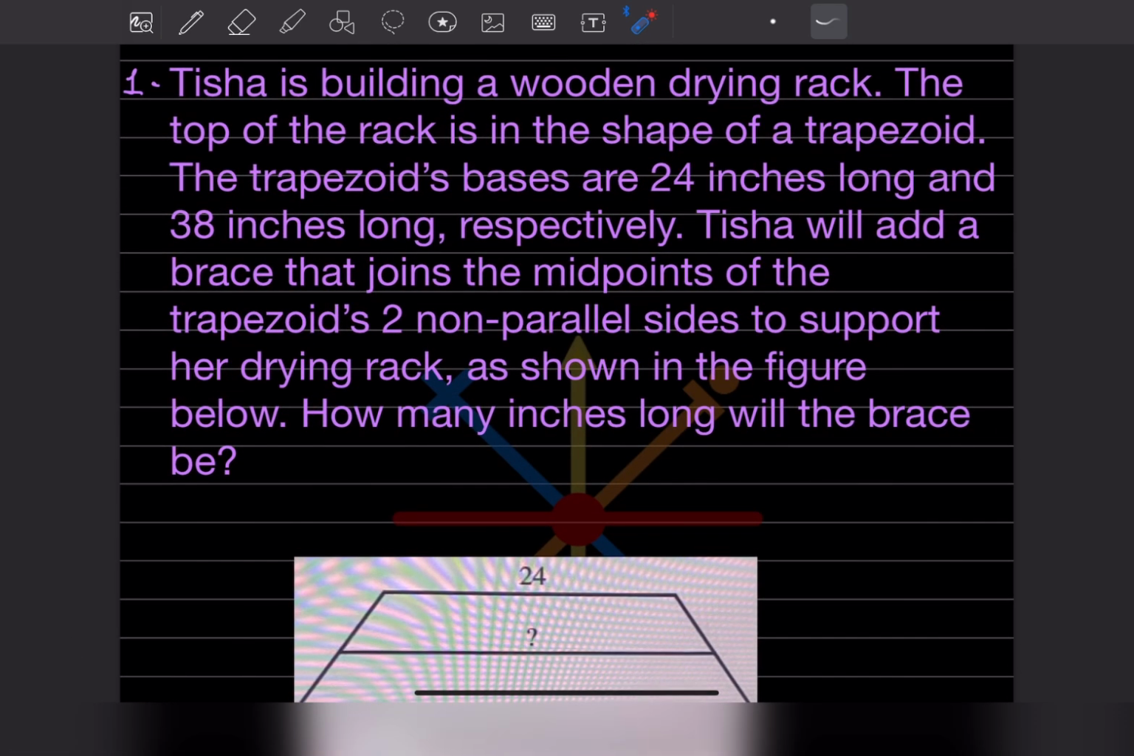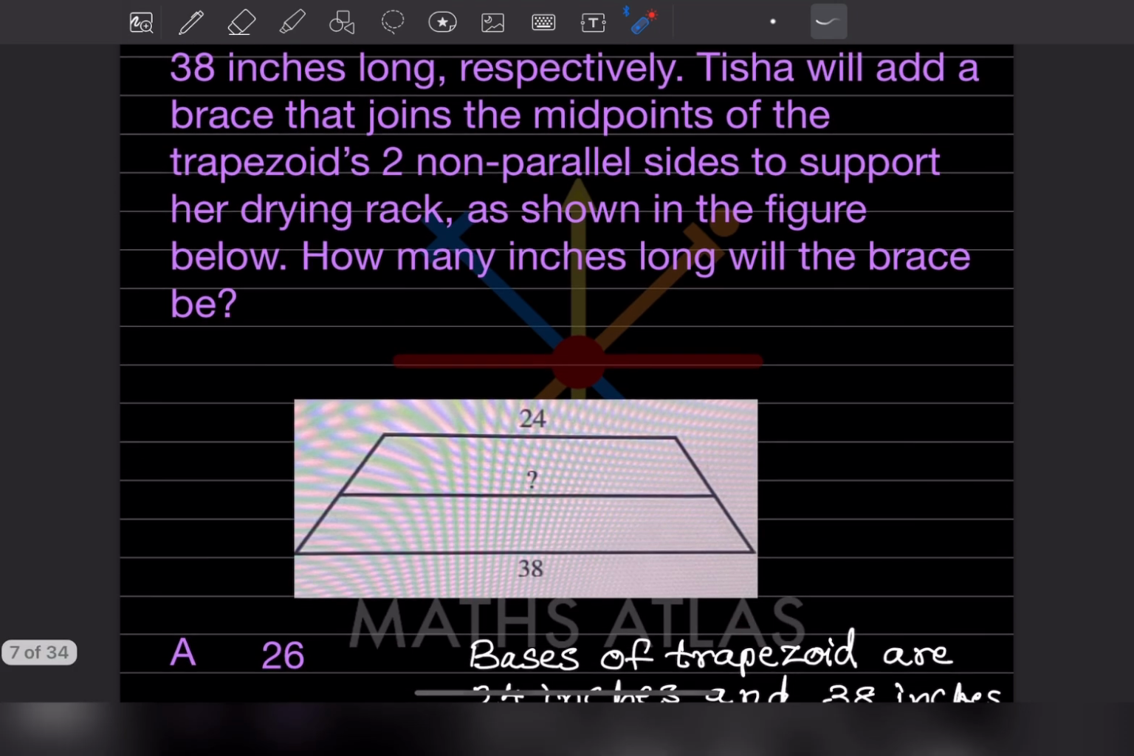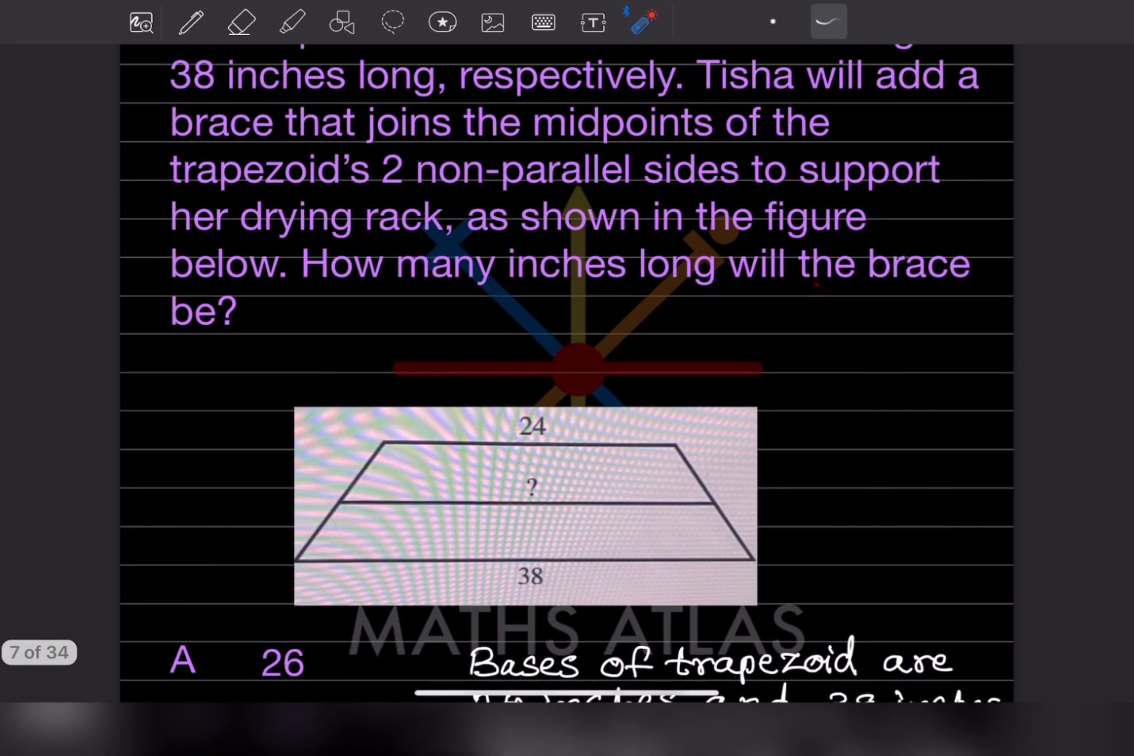Tisha is building a wooden drying rack. The top of the rack is in the shape of a trapezoid. The trapezoid bases are 24 inches long and 38 inches long. Tisha will add a brace that joins the midpoints of the trapezoid's two non-parallel sides to support her drying rack. This figure has been given. How many inches long will the brace be?